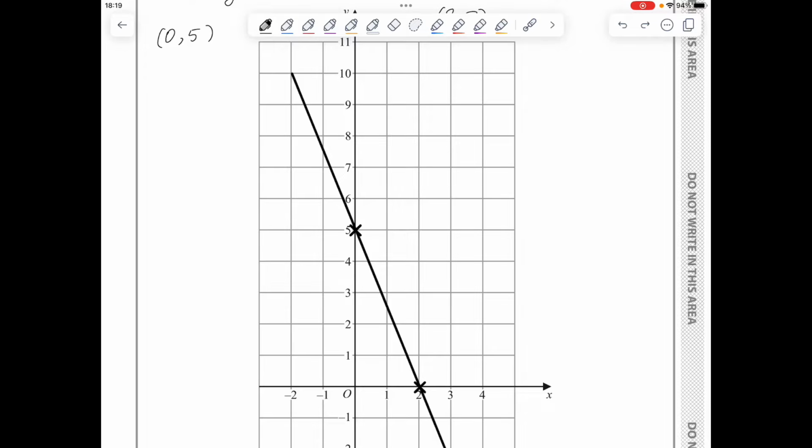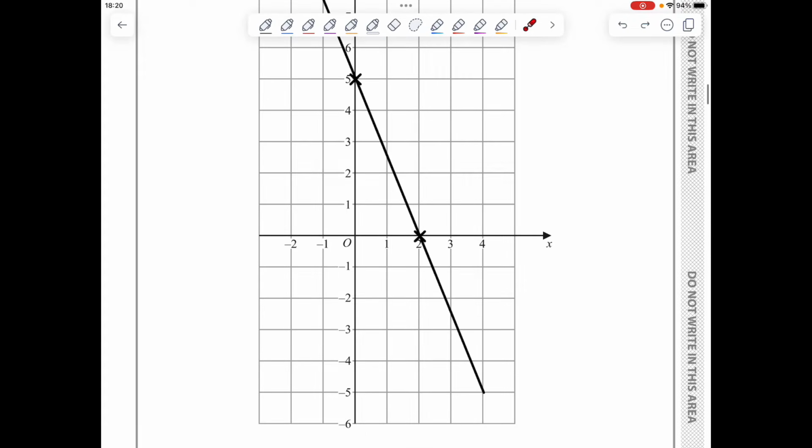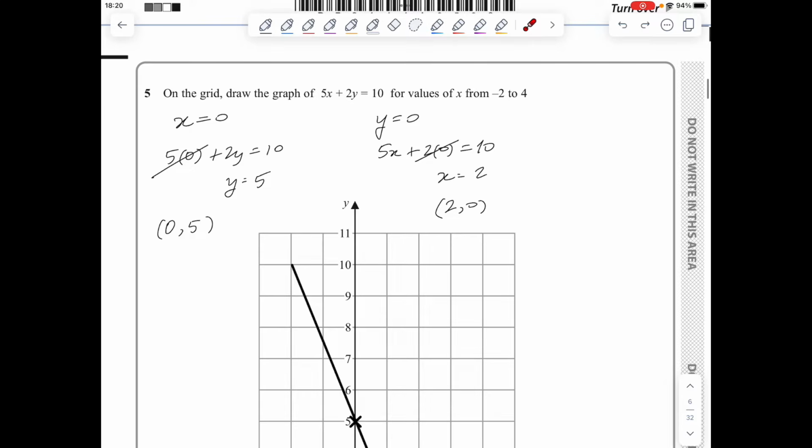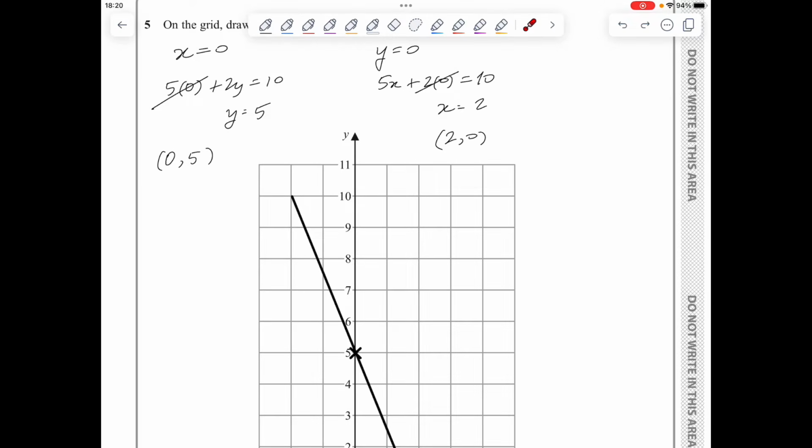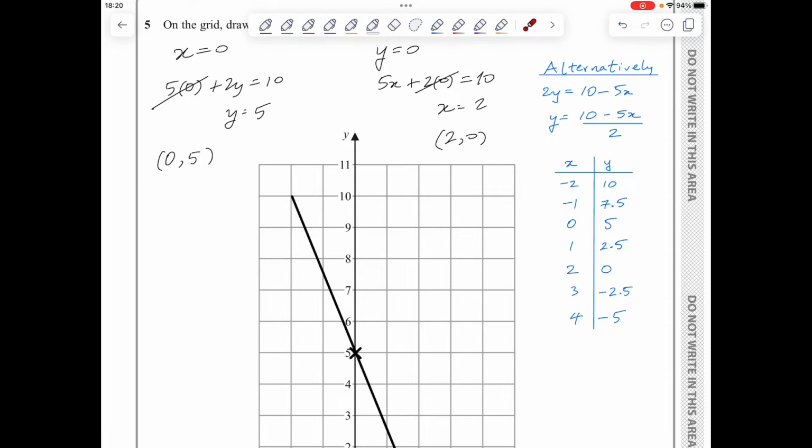Note that the line must be extended to the left up to x equals -2 at least, and then to the right to x equals 4 at least. This is because of the restriction we have here. Now, as an alternative method, you can do the following. Rearrange the equation to get y on its own, and then make a table of values from -2 up to 4, find the y coordinates, plot all of them, and join them using a ruler.